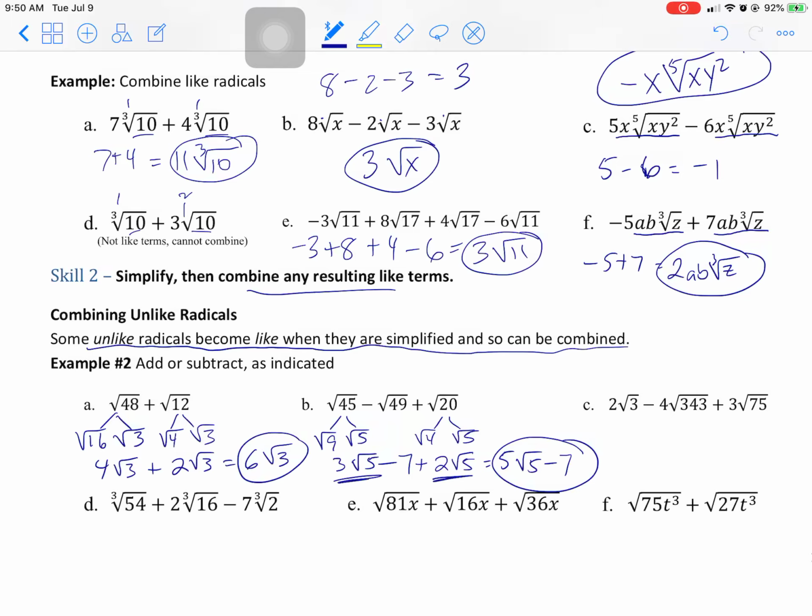Okay. They're not like terms. Do not add them together. The 7 is just by itself. It's a constant term. It doesn't have any radicals in it, so it can't be combined. Okay.